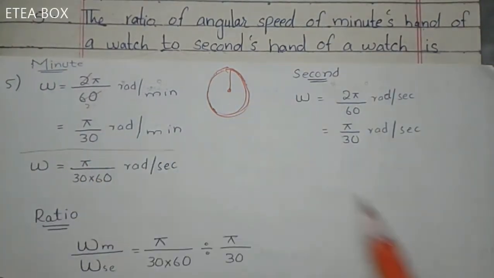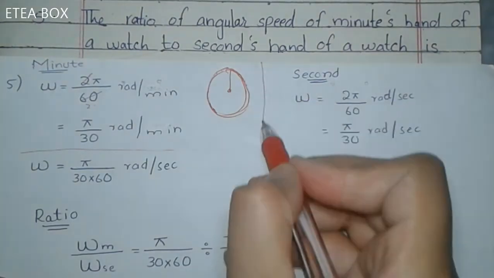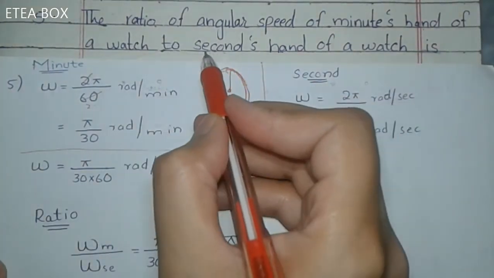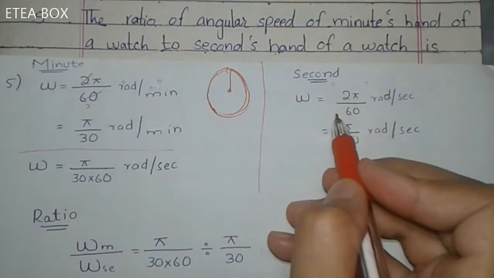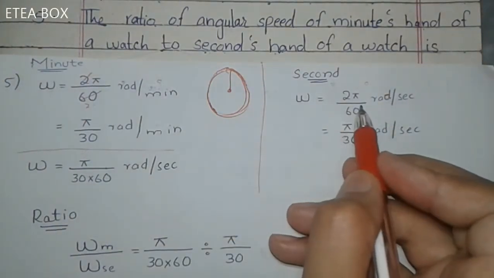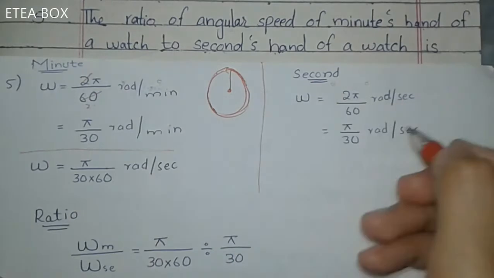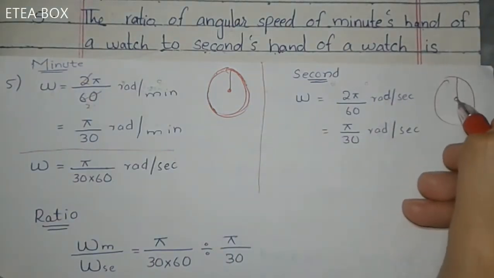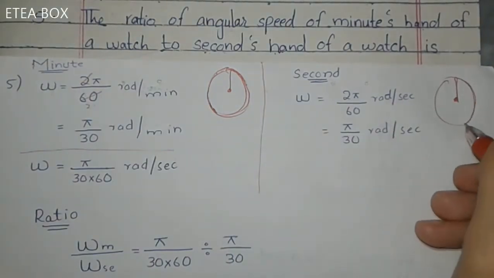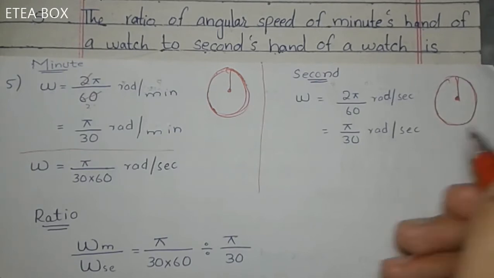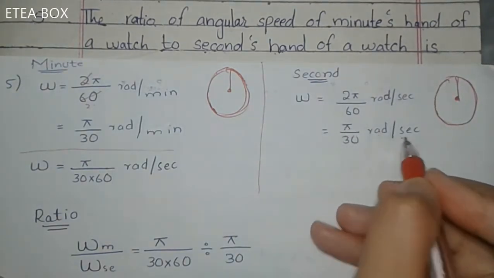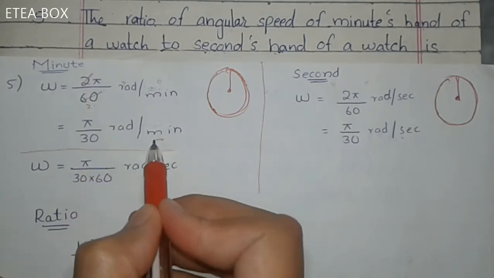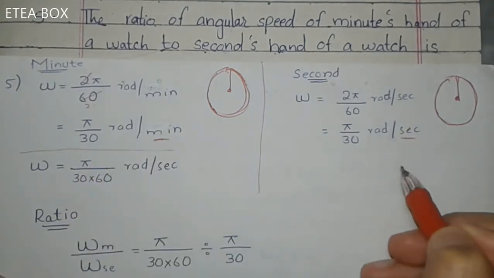But look at this one. We have to also find the angular speed of the second hand. Now the angular speed of the second hand is 2 pi divided by 60. Look, it's a second hand. When the second hand completes one round, we know that it covers 60 seconds. Now pi by 30 radian per second. But look here, it's pi by 30 radian per minute and it's pi by 30 radian per second.